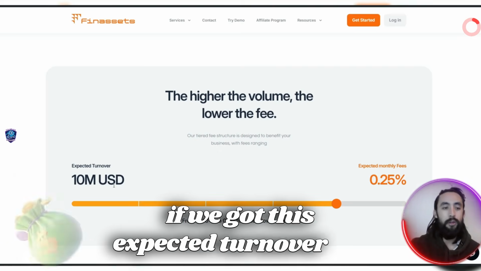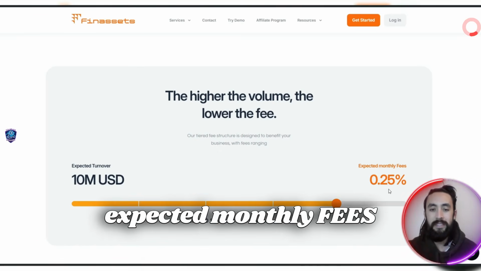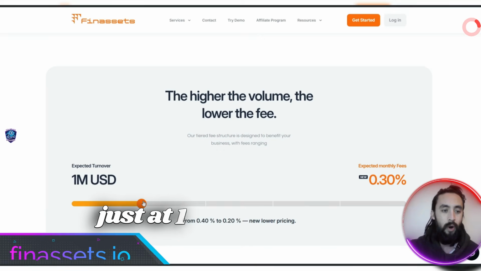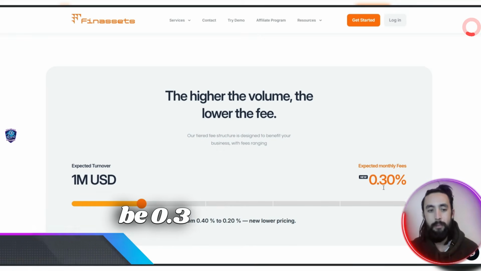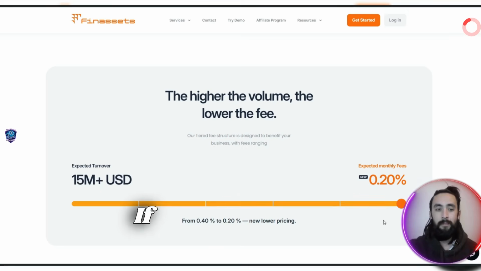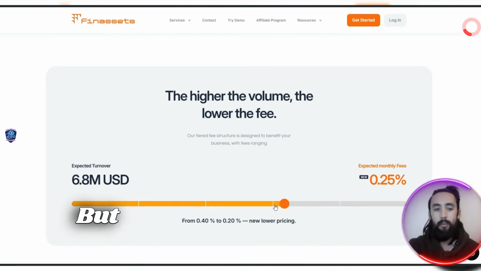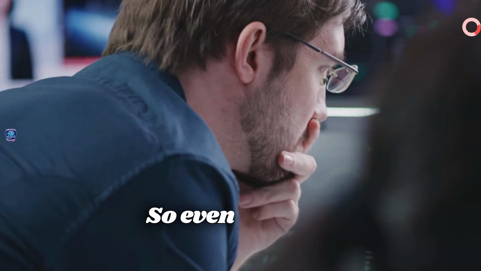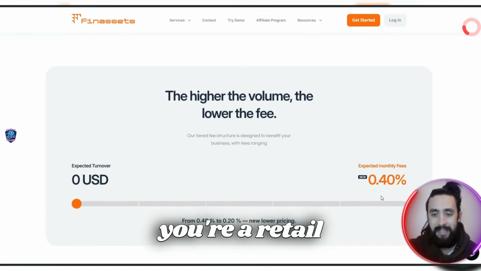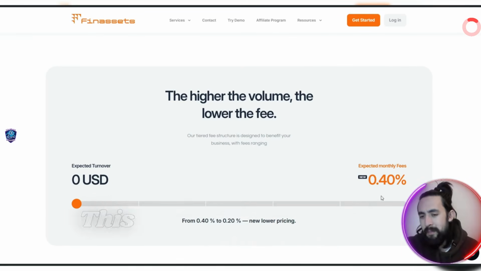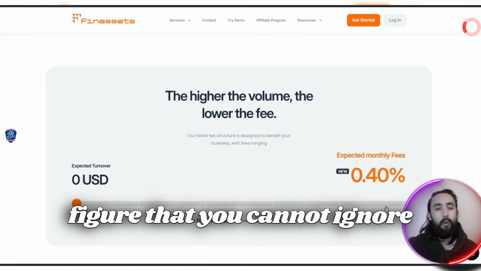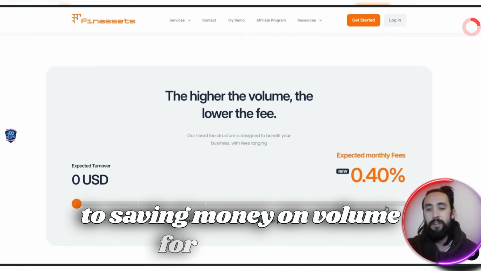If we have an expected turnover of 10 million, then the expected monthly fees would be 0.25%. Say, for example, we scroll and we're at 1 million expected turnover, it would be 0.3%, and that's still really good. If we were maxing out at 15 million plus, you'd be going as low as 0.2%. But what's really important is, even straight from 0, we're still getting 0.4%. Even if you're not a big fish, you're a retail investor or trader coming into the market, this is extremely attractive and simply a big figure that you cannot ignore when it comes to saving money on volume for these fees.